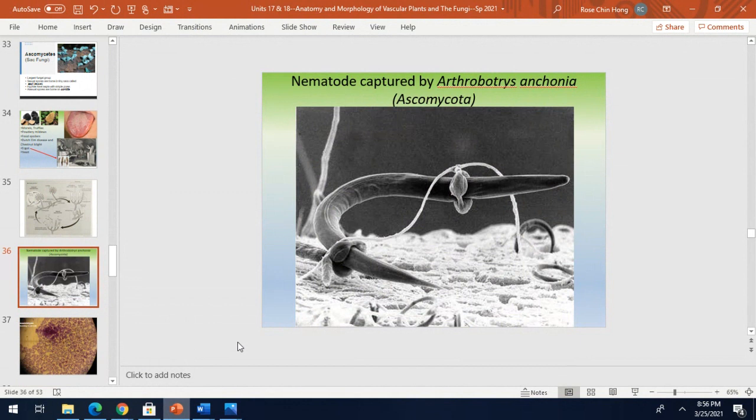this ascomycota, which can capture, so this is like capturing a nematode, and it makes this loop around the nematode so that it strangles it, and then it exudes its enzymes to dissolve this nematode, and it absorbs the nutrients from the dissolved nematode. So here we see a nematode captured by this ascomycota, Arthrobotrys conoides. All right, so this is our ascomycota.